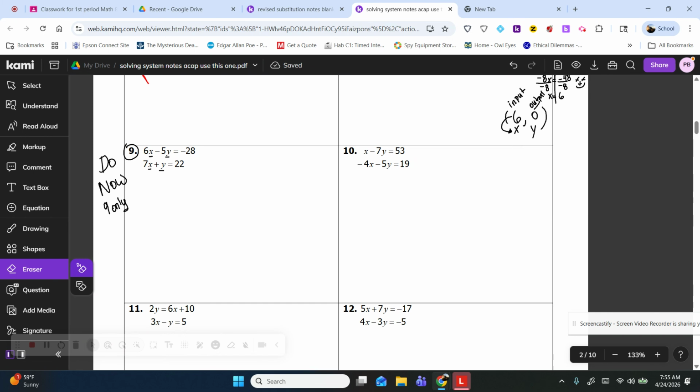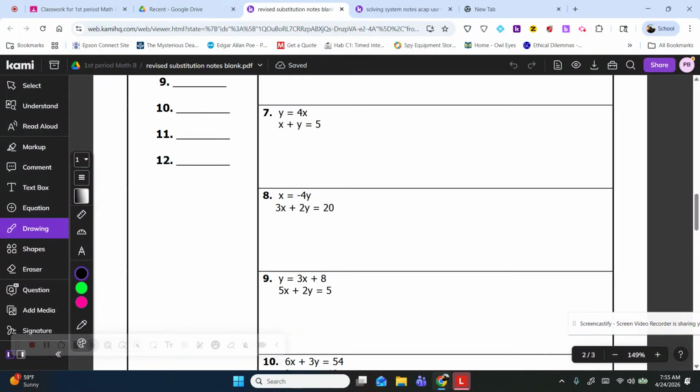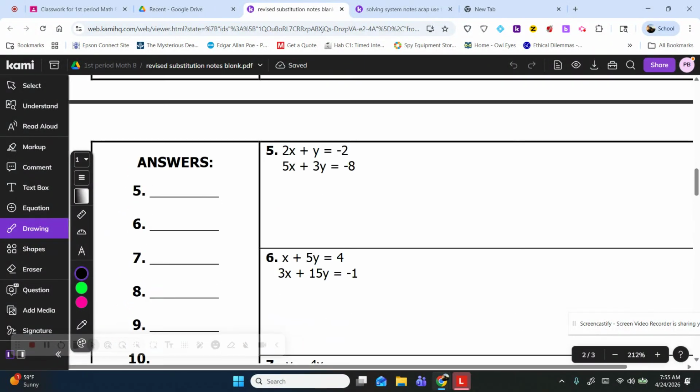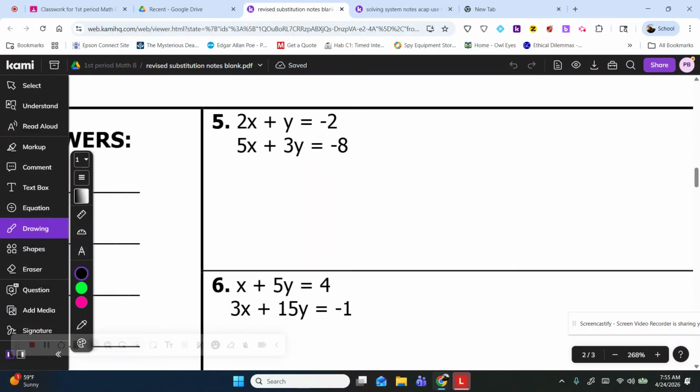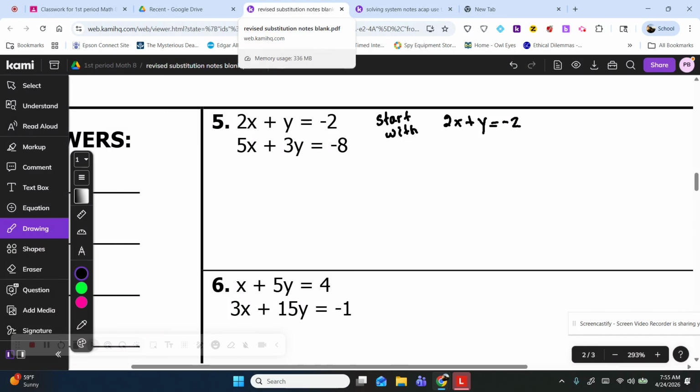Okay, so now let's go back to the notes. Go to number 5. All right, I'm gonna just check and see how far you got, okay? So on number 5, everybody with me? What equation am I going to start with? Yes, start with 2x plus y equals negative 2. And who's the teacher in the first one? Y is the teacher. Okay? So in the first one, I gotta solve for the teacher and the what?